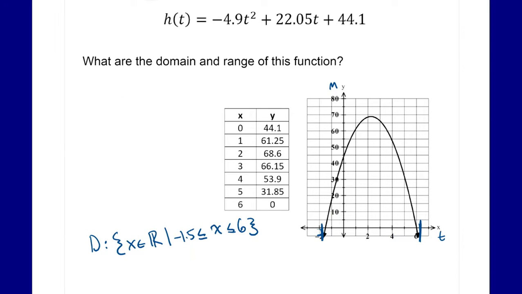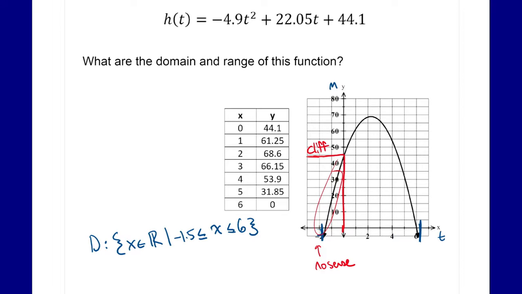The issue is, can we have a negative time? We can't. In this scenario, time usually starts at 0. If we imagine a cross section or a two-dimensional view, this is the cliff here, so this portion does not make any sense. Everything less than 0 for an x value does not make sense.